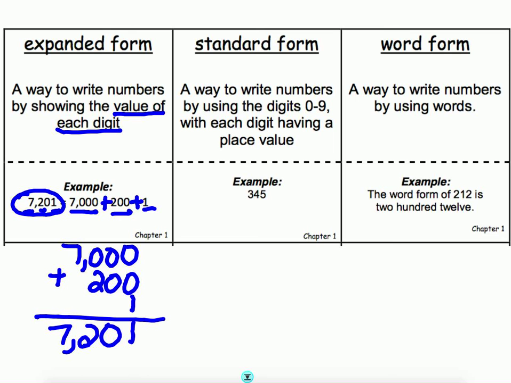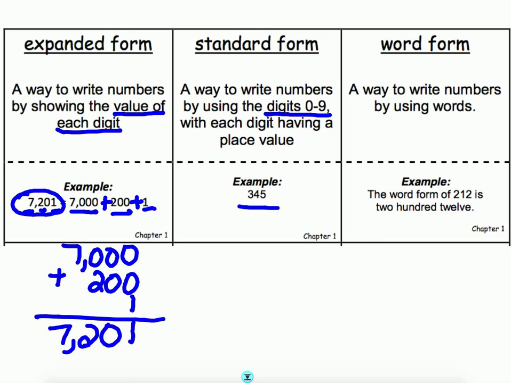Standard form: a way to write numbers by using the digits 0 through 9, with each digit having a place value. The example is 345. If you look, it's the digit 3, the digit 4, and the digit 5. It's written in standard form using the digits to form numbers.